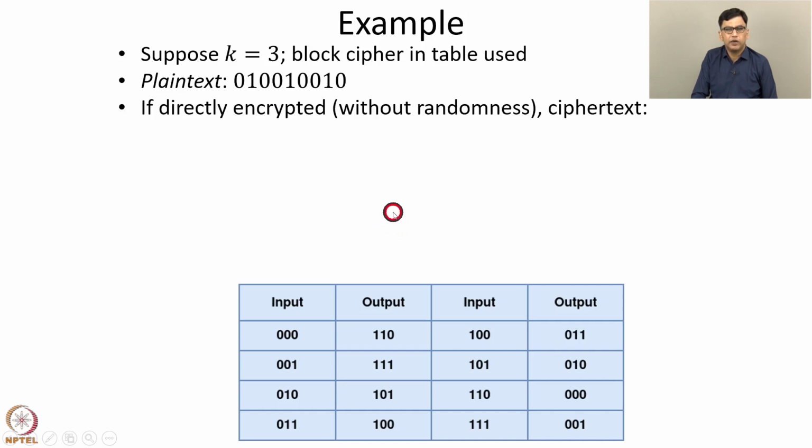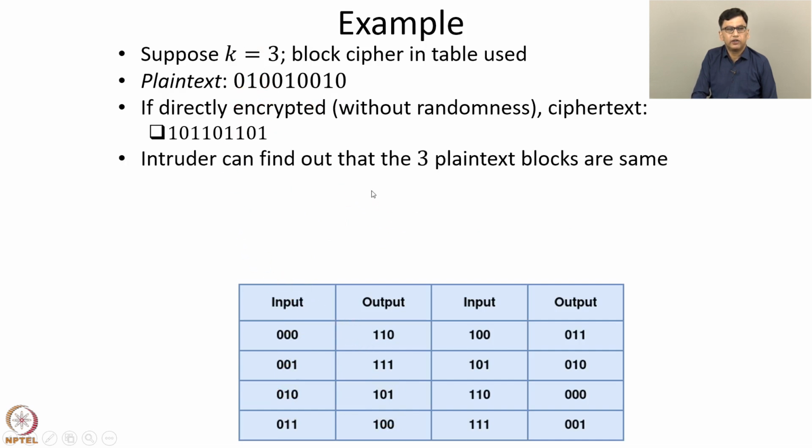If it is directly encrypted, that is without adding any randomness, then what will be the ciphertext? This is divided into 3 blocks, each one being 0, 1, 0. The ciphertext corresponding to 0, 1, 0 is 1, 0, 1. So hence the ciphertext is 1, 0, 1, 1, 0, 1, 1, 0, 1. If the intruder sniffs this ciphertext, then they can find out that the 3 plaintext blocks are the same, because that can be inferred from the fact that the 3 ciphertext blocks are the same.